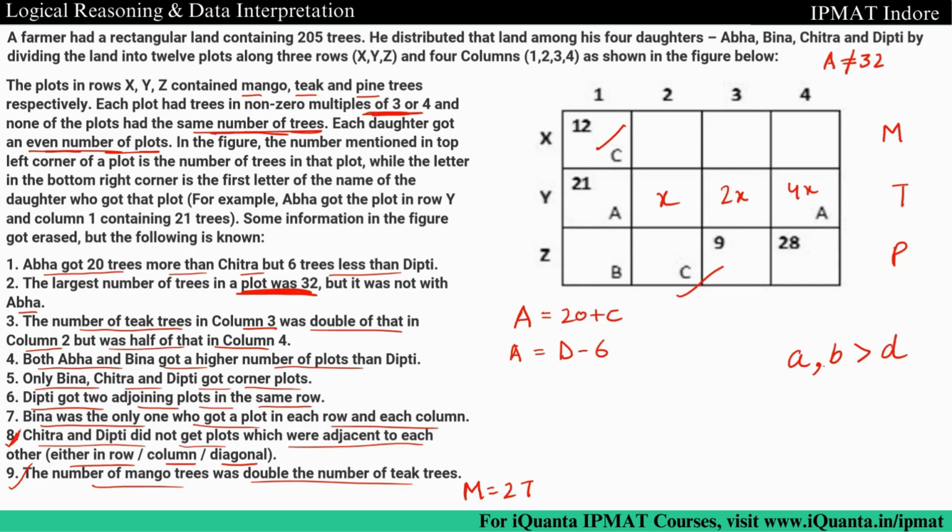Can Dipti be put over here? No, because then these 2 will be adjacent. Can Dipti be put over here? No, because then diagonally these 2 will be adjacent. Can Dipti be put over here? No, because then these 2 will be adjacent. Can Dipti be put over here? No, because then these 2 will be adjacent diagonally, right? So not over here. So using this clue, we have the probable positions where Dipti can be assigned a plot.